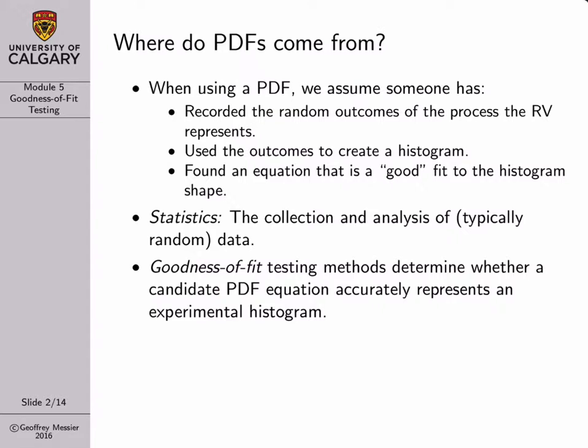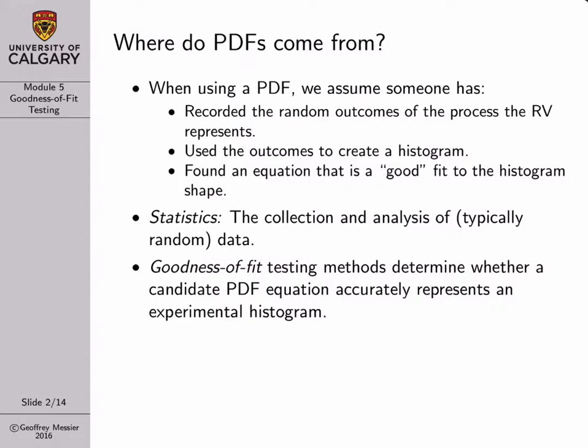However, key to this sequence of events is that the equation that this person has found to describe the shape of the histogram is a quote-unquote good fit for the histogram. And intuitively, we can say, well, yeah, it matches the shape. However, we need to be a little bit more rigorous than that, and in some cases, we need to have a method that can be automated so we can process many data sets. And that's what this module is all about.